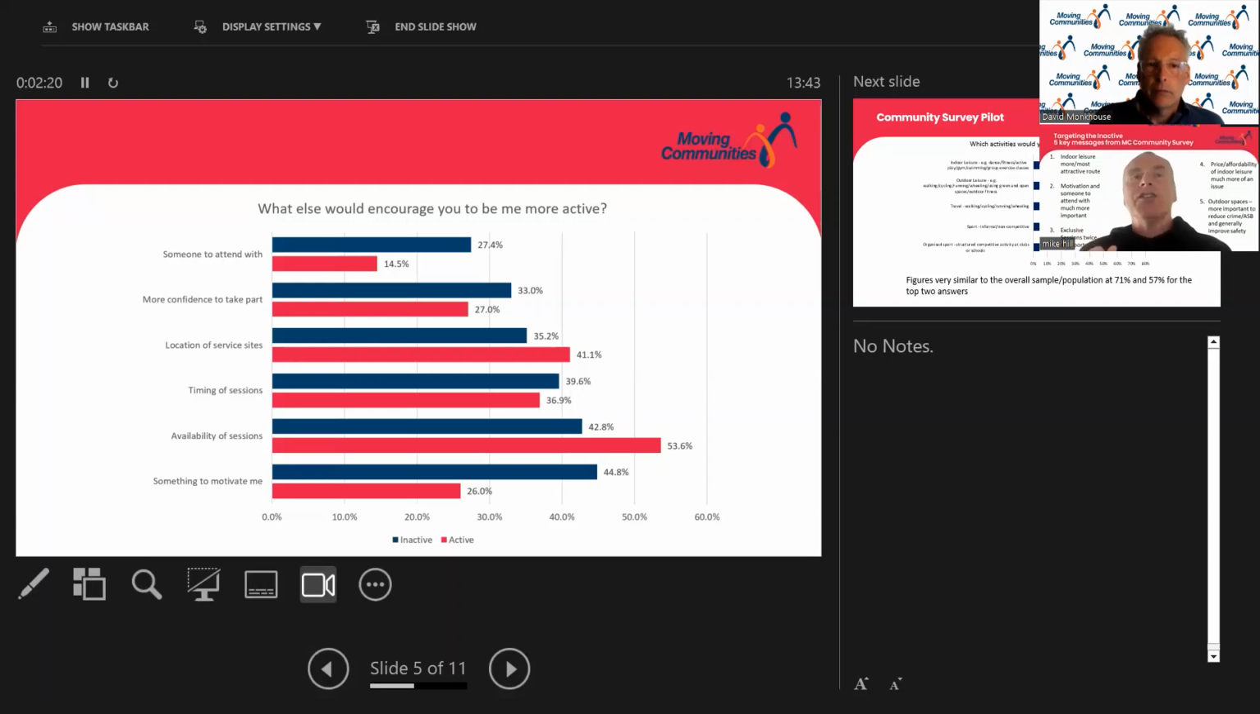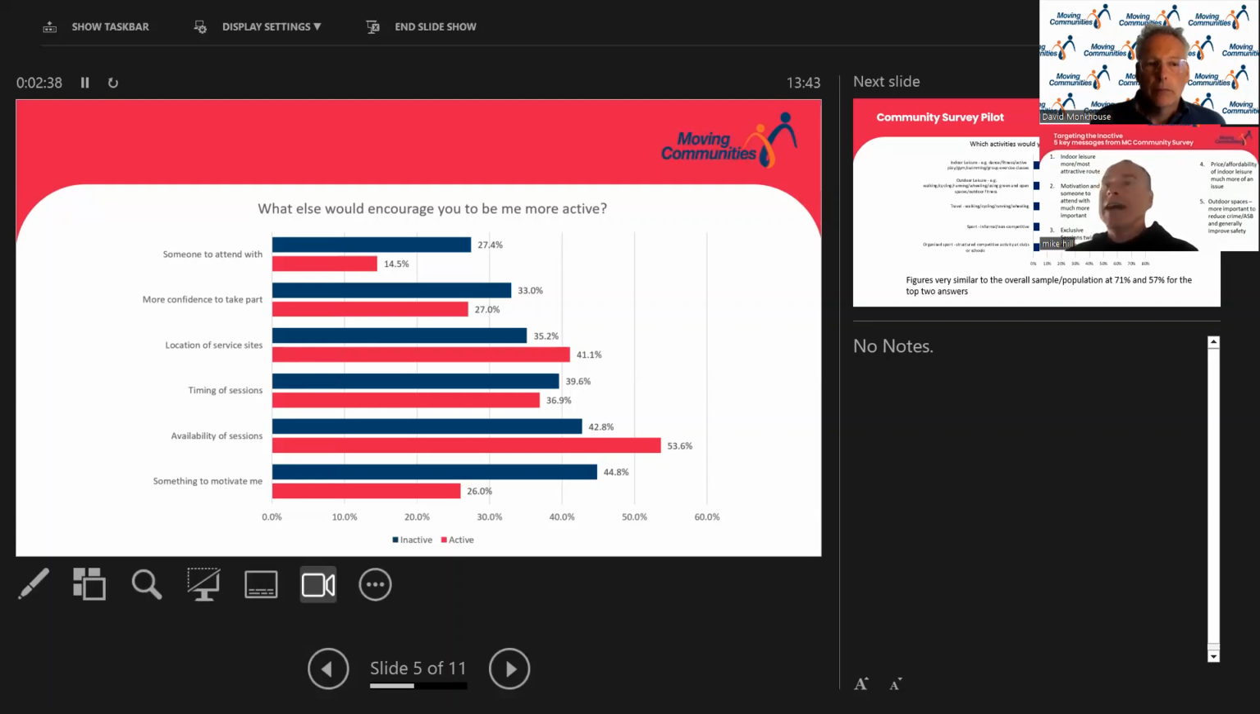So we've got to get that whole motivation, I think, absolutely right. And let's look at the other areas where the inactive are saying it's more important. And we have to jump down here: more confidence to take part. And look at this one, almost twice as important to the inactive: someone to attend with.